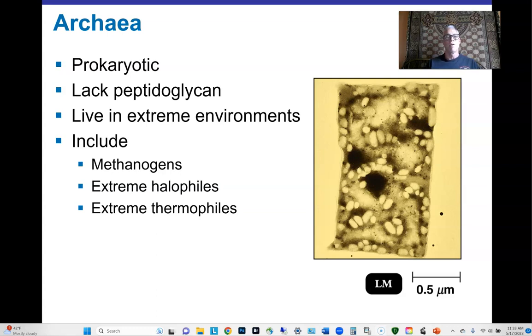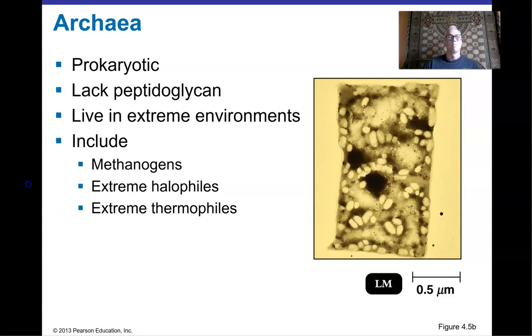I will mention briefly, though, that methanogens are species that produce methane gas as a byproduct of their metabolism, and there are methanogens in your intestines that produce methane gas, as most people are fairly familiar with. Flatulence comes in part from methane. A lot of it comes from methane produced by Archaea living in your gut.